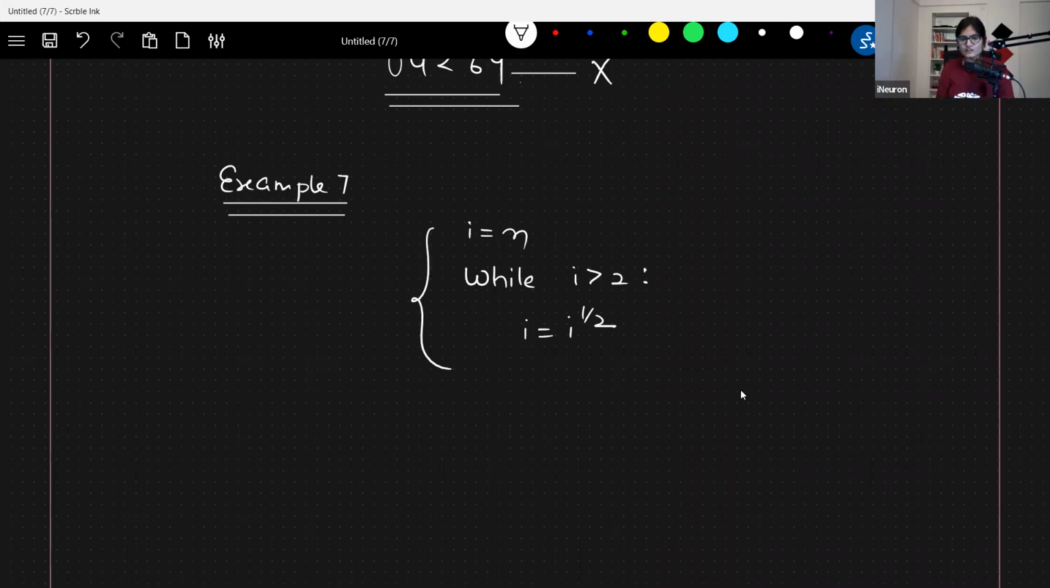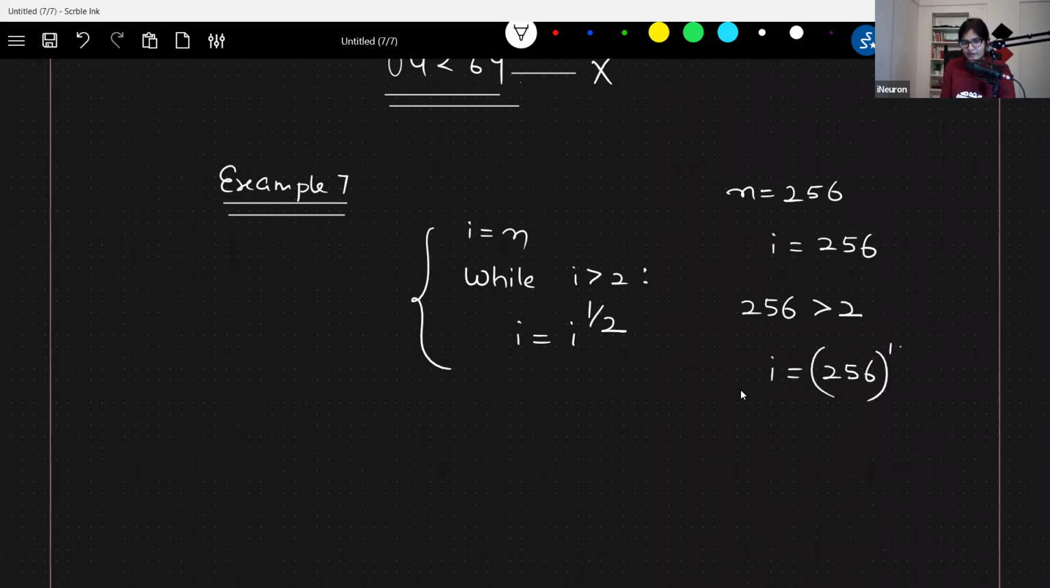Again, one good way to solve this question is to take some value of n, maybe 64, maybe 256, any value. So the last line is I equals I to the power of 1 by 2. Here, what we are trying to do is that 256 is the value of I which I am assigning, right? The value of I is equal to 256 here. Now, this 256 is greater than 2. Fine. So the value of I will become 256 to the power 1 by 2.